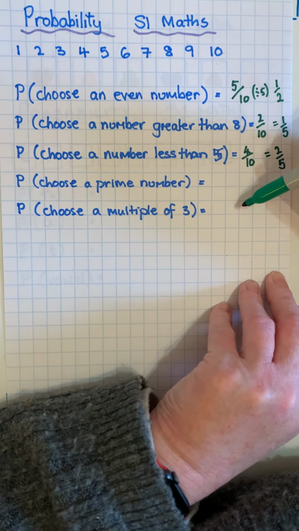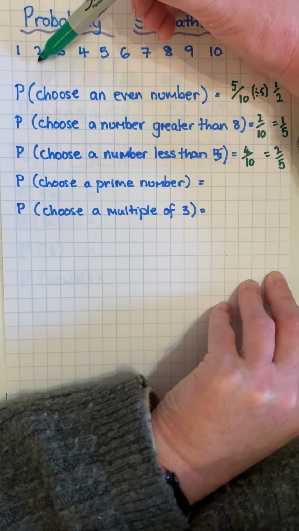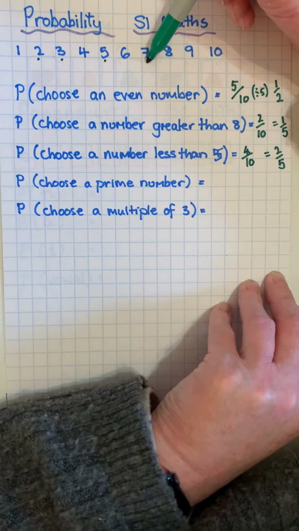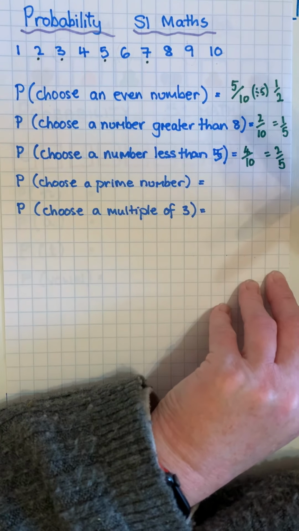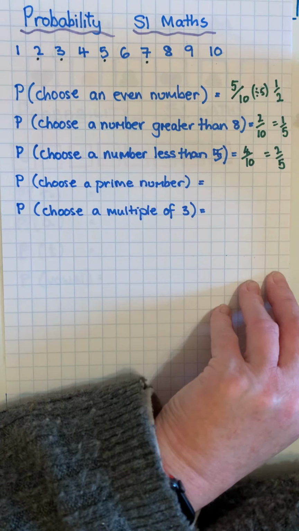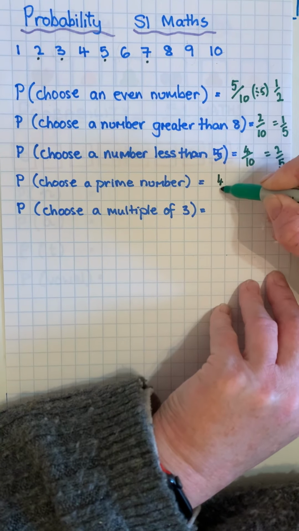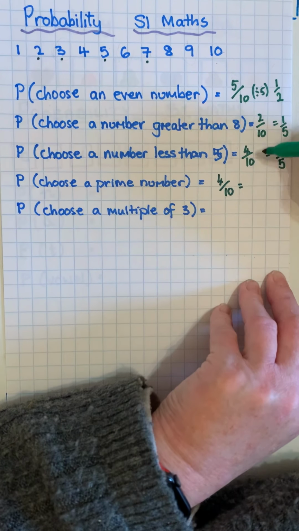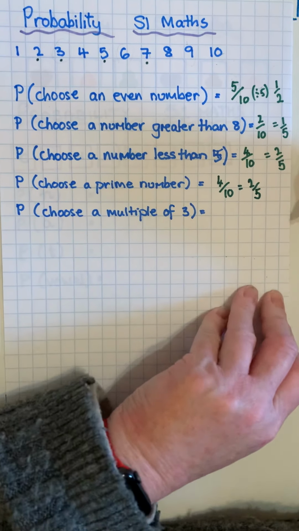Next question, what is the probability I will choose a prime number? So the prime numbers are 2, 3, 5, and 7. Remember, a prime number is a number that has only 2 factors, 1 and the number itself. So that's 4 numbers out of 10 that are prime. Again, we know that 4/10 is equal to 2/5. We don't even need to do the maths again.